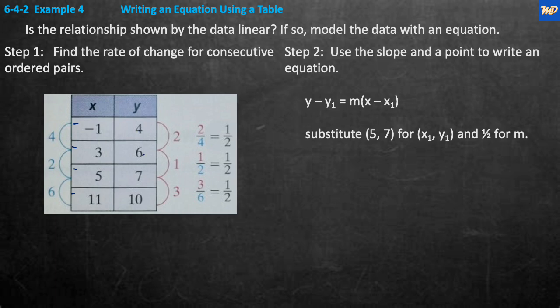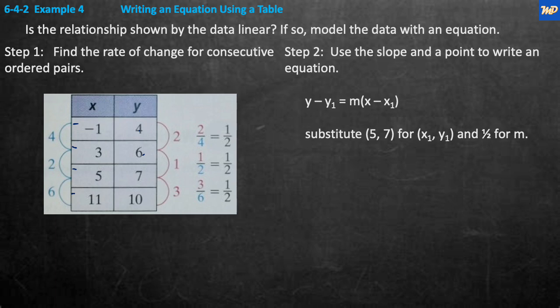That's a step of +2, correct? From 4 to 6 is 2. 6 minus 4 is 2. And on the x side, you go from -1 to 3. Well, that's a change of 4, right? 3 minus -1 is 4.